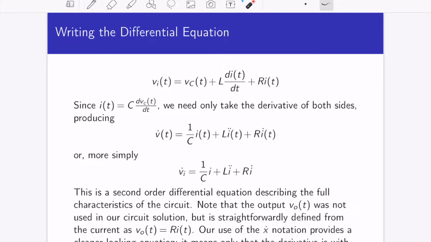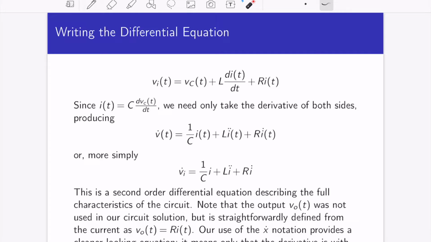Now we can take the derivative of both sides of the equation and use the dot notation for convenience. So we end up with dVI(t)/dt, which we will denote V dot of t, is equal to 1 over C I of t plus L I double dot of t, which is the second derivative of I of t, plus R times I dot of t, again the first derivative of I of t. So we can write that more simply, by dropping the t's, as VI dot is equal to 1 over C I plus L I double dot plus R I dot.